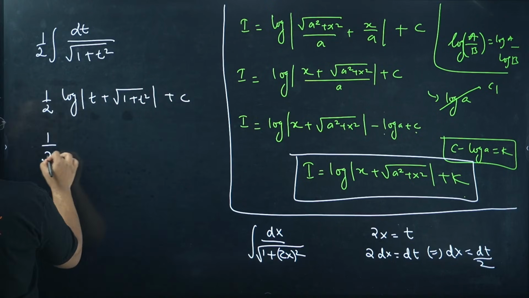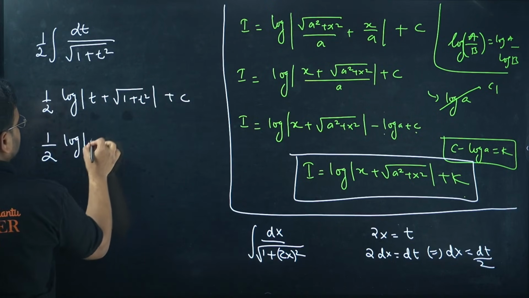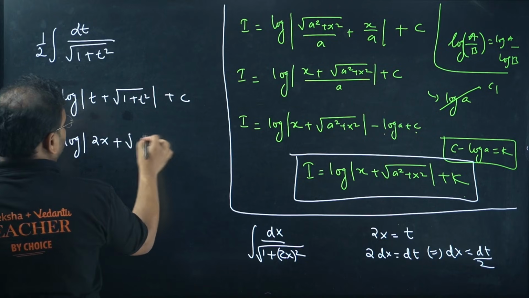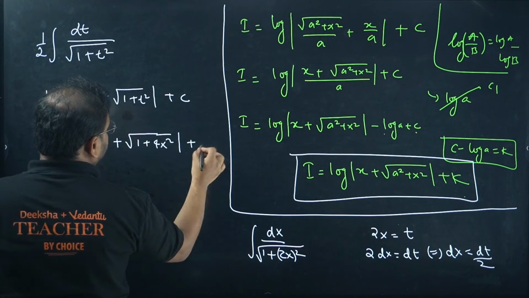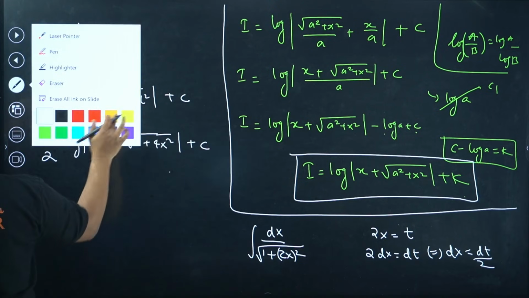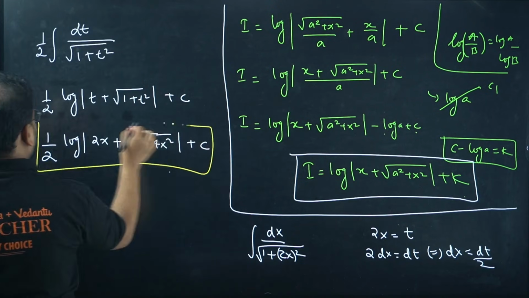Now put the value of t back. So log of t is 2x, right? 2x plus root of 1 plus 4x square, plus c. That is it. 5 marks is done.